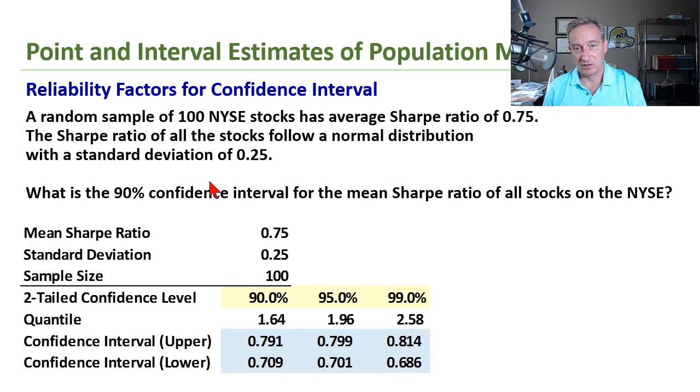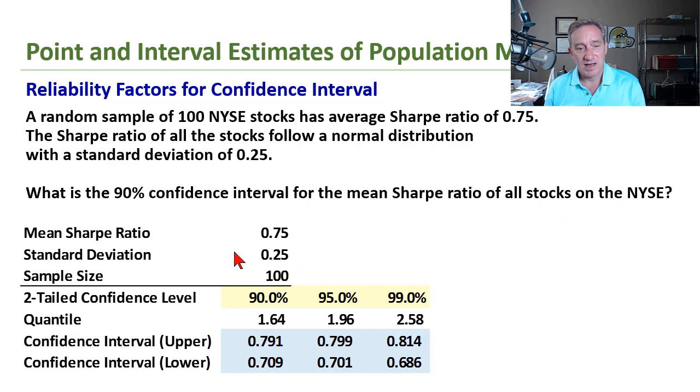Okay, so let's just look at an example. A random sample of 100 New York Stock Exchange stocks has an average Sharpe ratio of 0.75. So that's our sample mean. The Sharpe ratio of all stocks follows a normal distribution with a standard deviation of 0.25. Equivalently, if we didn't know that for all stocks, the assumption here could be that the standard deviation in our sample was 0.25, because we can make that replacement. And then the question is, what is the 90% confidence interval for the mean Sharpe ratio of all stocks in the New York Stock Exchange?